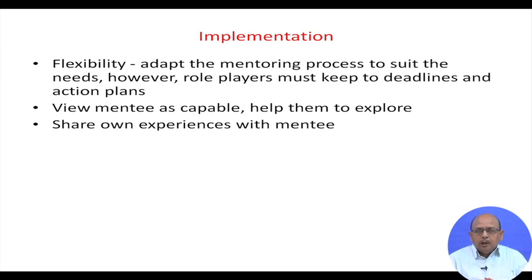But in the process you also share your own experiences. See, this is how I had done it, because that would give him an idea or input on what needs to be done. So, you need to share your own experiences with the mentee for his growth and development.